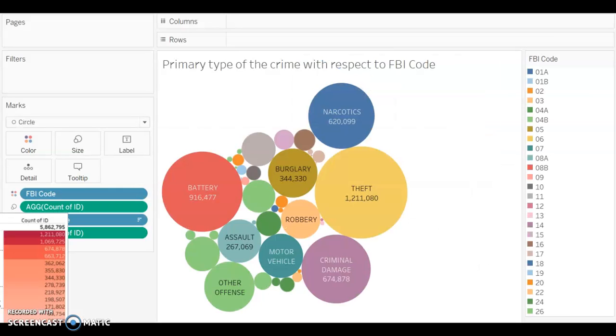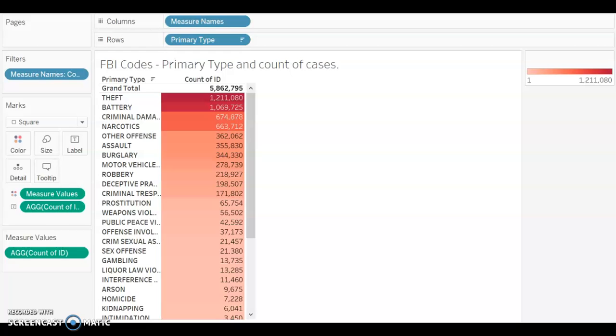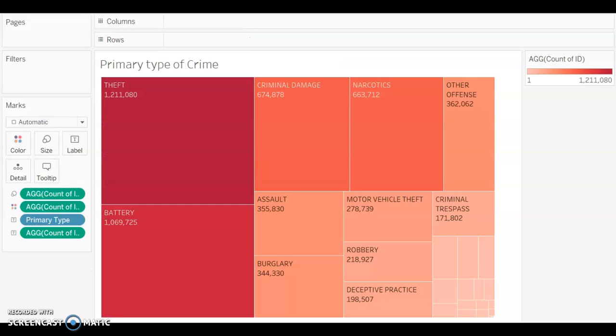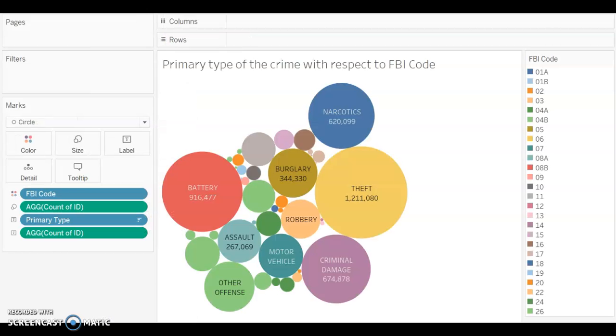Here I am showing some of the other visualizations which are not in the report, but even these look good. This is the primary types of crime with respect to FBI code. Here is the FBI code visualization. And here comes the primary type of crime. This is the primary type of crime with respect to FBI code.